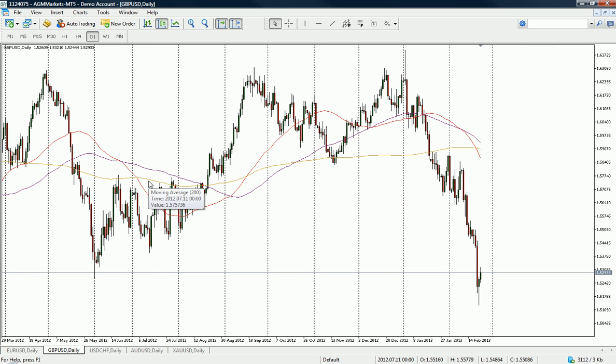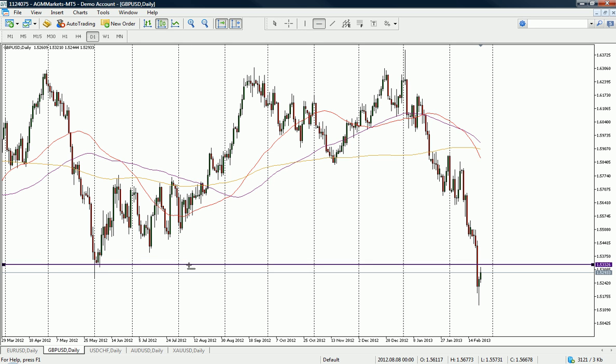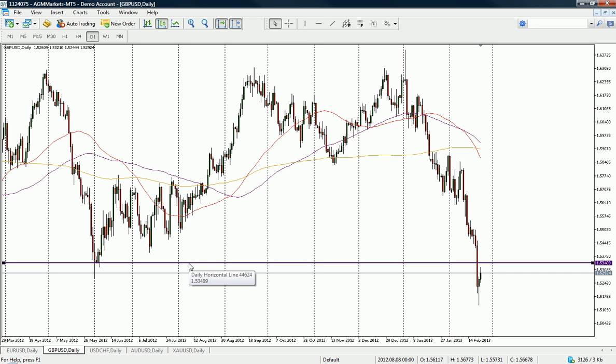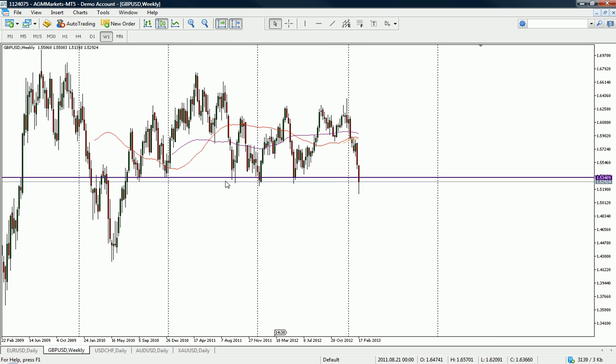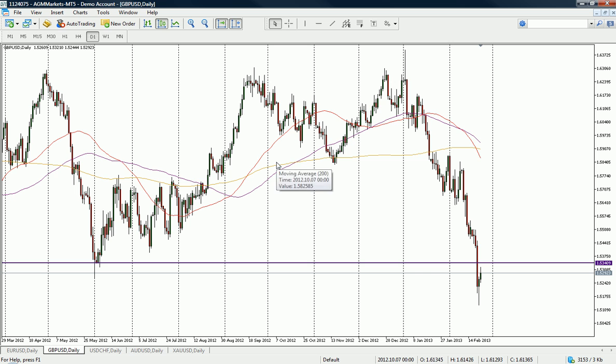Pound versus the US dollar. We spoke last week about its key support level at the 1.5340s, which is actually a previous support as well. If you look at the weekly, the monthly as well, you can see we had a lot of spikes around here. I mean, we really have just come off the cliff here.